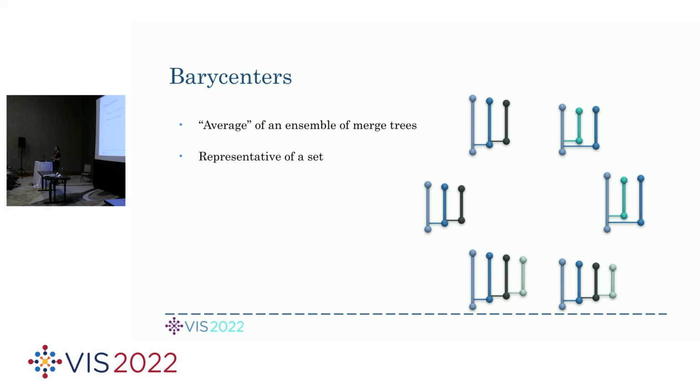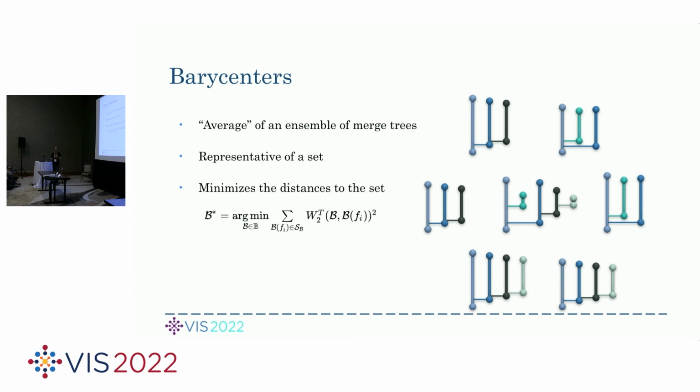Intuitively, it's a merge tree that will be representative of the set because it will reveal to us the global trends inside our data. Mathematically, it's the merge tree that will minimize its distance to the set, and we also propose a method to compute that kind of merge trees.